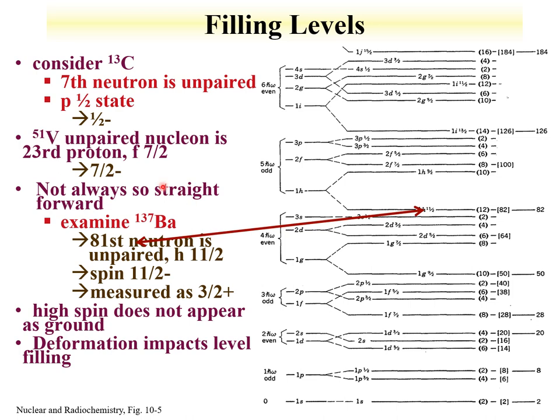And if you look at the table of the isotopes for barium-137, you see that it is actually 3/2 plus. Now there are some rules with this. Generally speaking, high spin states do not appear as ground states. So it's relatively rare to see something like an 11/2 minus as the ground state. And also the shell model is based upon a spherical nucleus. If the nucleus is not spherical, then the shell model will not actually predict the state. We'll discuss this in some later slides when we discuss the Nilsson diagrams.